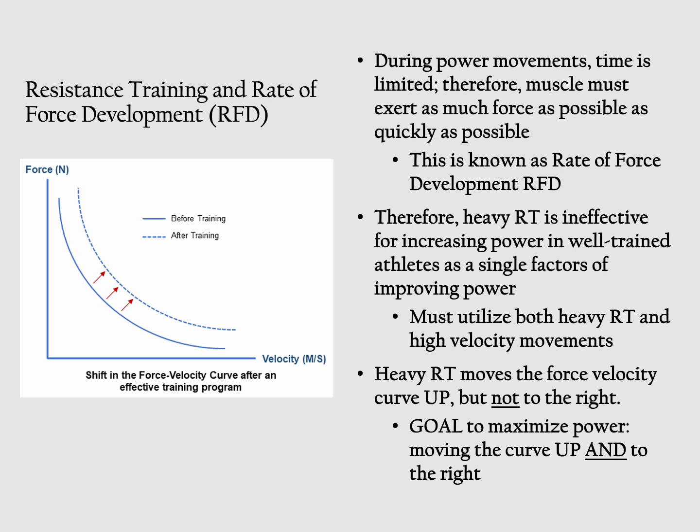The solid line represents before training, but after training, after we develop our rate of force development, after we do heavy resistance training, after we complete training for high velocity, we're moving this curve up and to the right. So heavy resistance training moves the force velocity curve upwards, but that's it. Only upwards.